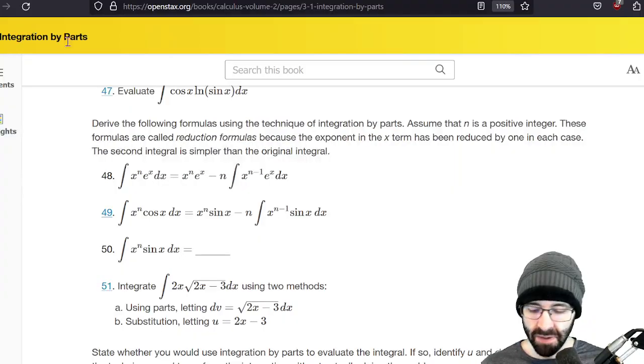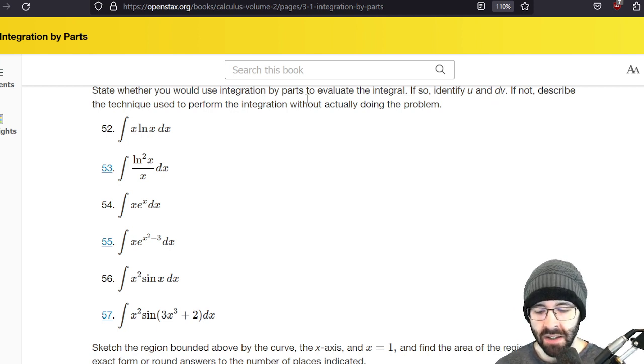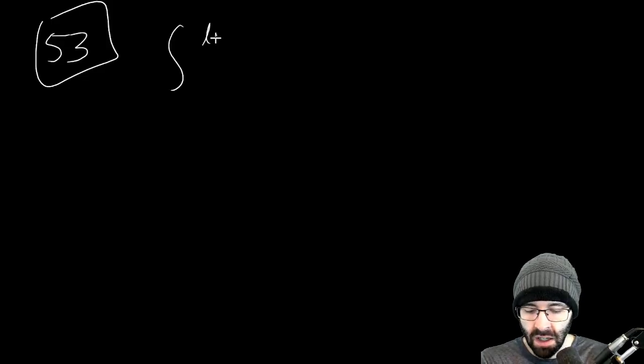53, last one for this video, and then we've got more in the next homework problems video. State whether you would use integration by parts to evaluate the integral. If so, identify your u and dv. If not, describe the technique without actually doing the problem. So it's not asking us to actually do these, just talk about them. So 53 is the integral of ln squared of x over x dx.